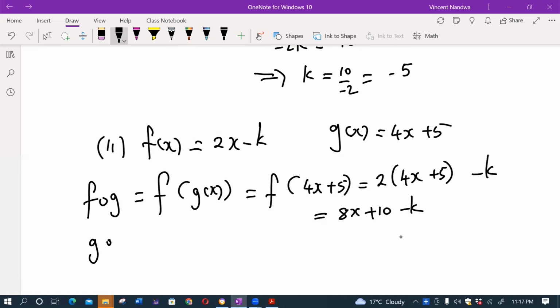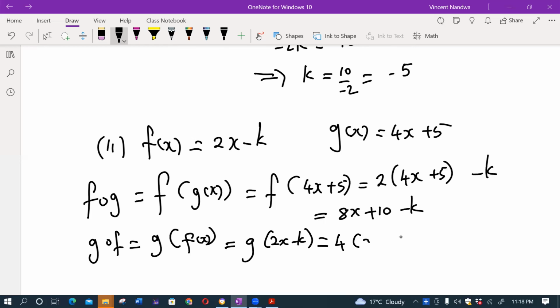And then g composed with f will be g of f of x, which will be g of 2x minus k. And if g of x is 4x plus 5, then g of 2x minus k will be 4 into 2x minus k plus 5, which will be 8x minus 4k plus 5.